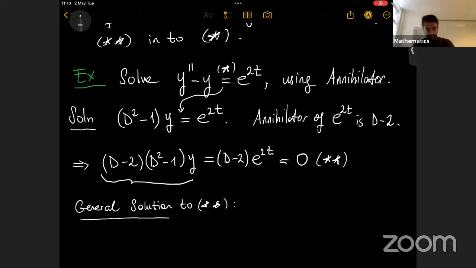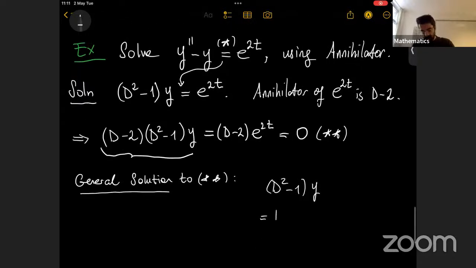Okay, how do we get this? There is one question. (D squared minus 1) y is equal to this. Well, D squared minus 1 means what? (D squared minus 1) y means you apply D squared to y, minus y, okay? But D squared means y double prime, okay? Clear? D is the differential operator. We simply replace a derivative by D, okay?